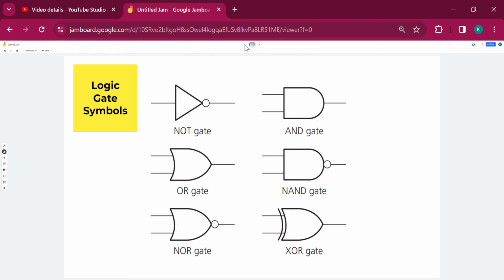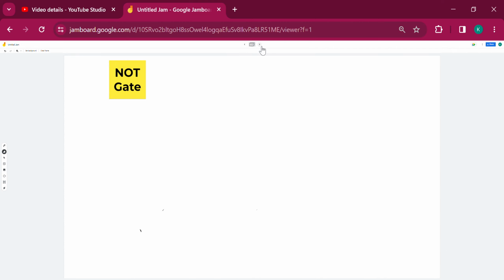You can see on the screen that there are 6 basic logic gate symbols, and I'm going to draw them for you again so that you can retain the concept more precisely and accurately. There are 6 logic gates in our IGCSE syllabus, although these are also helpful for A-level and O-level students. So let's start.